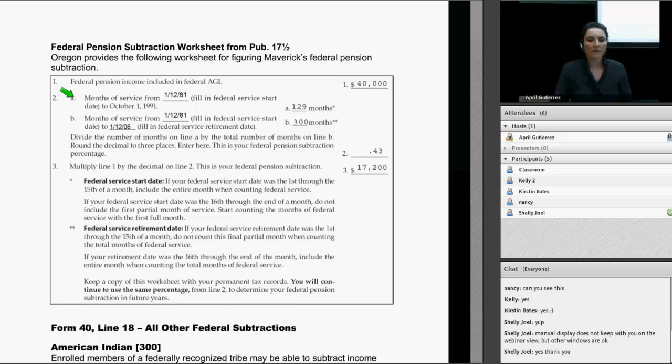It then says, what is the months of service? Fill in the service start date prior to October 1, 1991. And then line B, months of service from 1/12 of 81. That's the date, obviously, entering into the military, and then to the date of retirement.